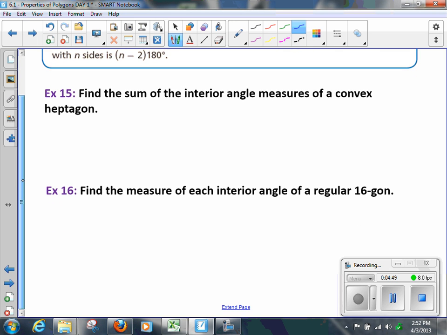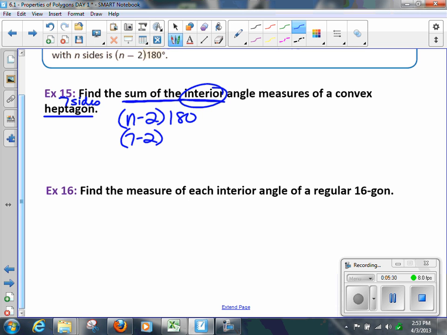Find the sum of the interior angle measures of a convex heptagon. Now, folks, this unit is where we become really good at picking apart the question. I'm going to underline lots of things and write things up above it. Heptagon is how many sides? 7 sides. How do I find the sum of the interior angles? N minus 2 times 180. Write that down.